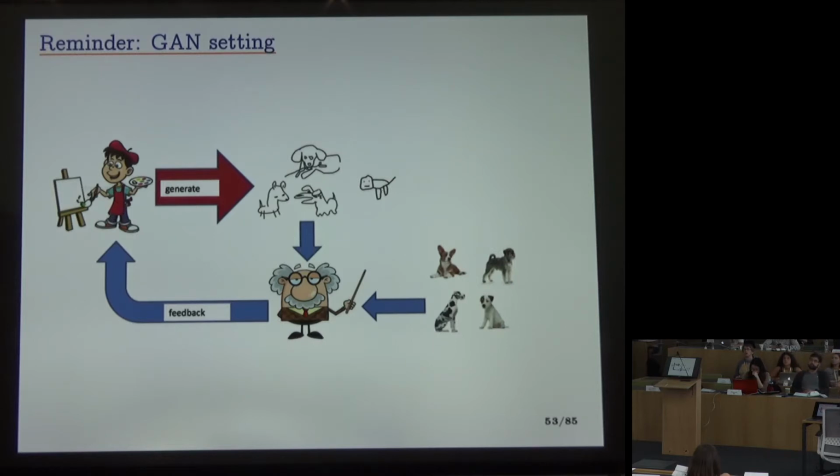And when we look at this setting, we notice that we're actually in the setting from yesterday, where I have a set of real objects and a set of fake objects, and I want to check whether they're from the same distribution. And then the teacher should give some feedback if the distributions are different so that the student can improve its own generative mechanism. So this is the GAN setting.